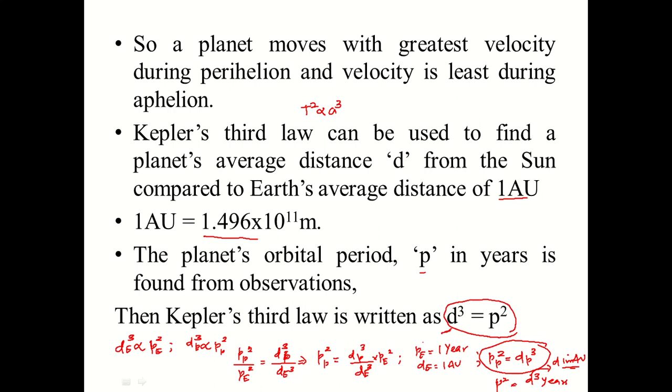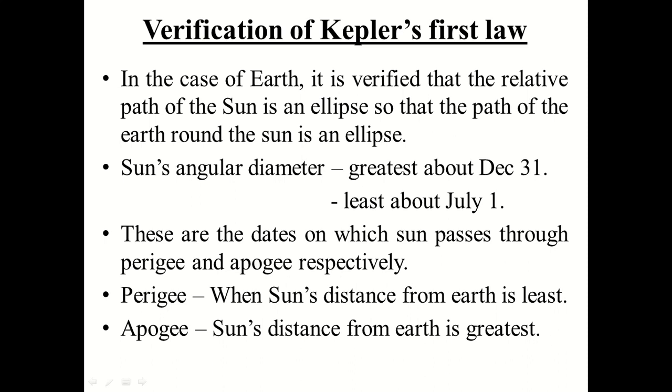Now we will discuss the verification of Kepler's first law, how we can verify Kepler's first law in the case of Earth. If you consider the case of Earth, it is verified that the relative path of the Sun is an ellipse, so that the path of the Earth round the Sun is also an ellipse. That means when we observe the relative path of the Sun around Earth, you can see that it is elliptical in path.